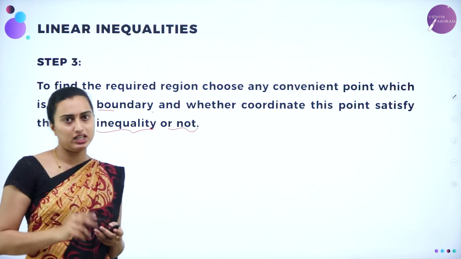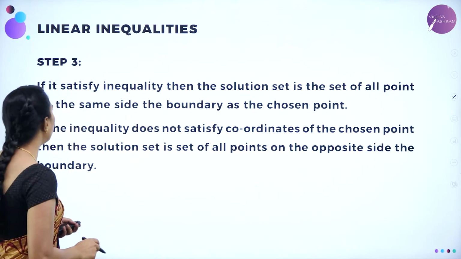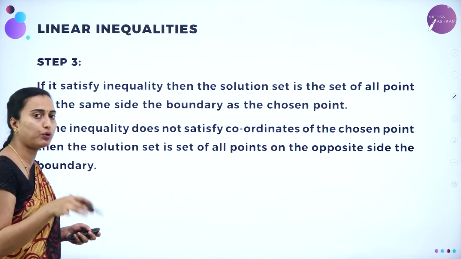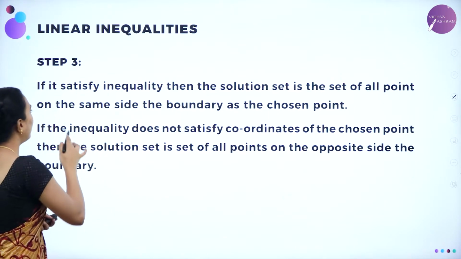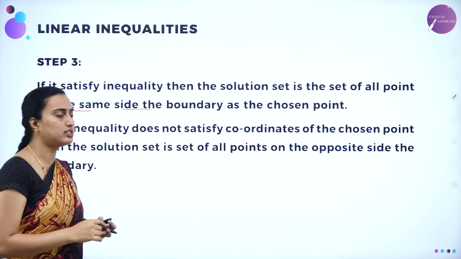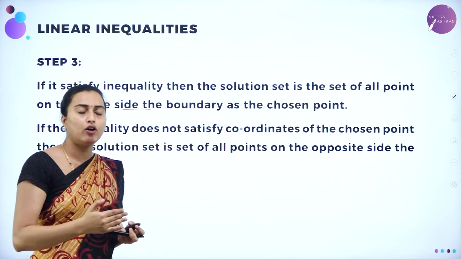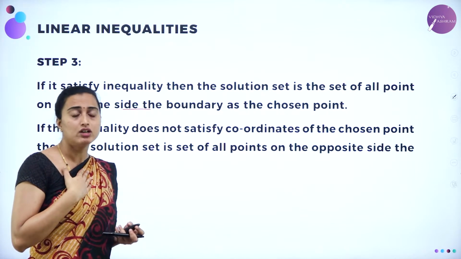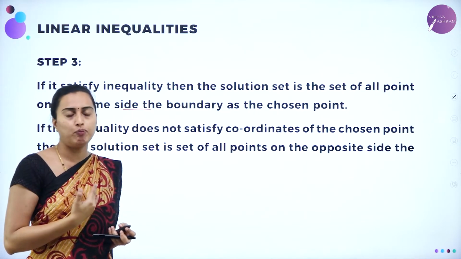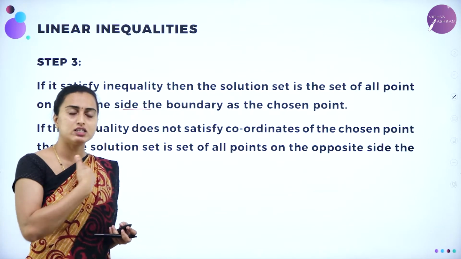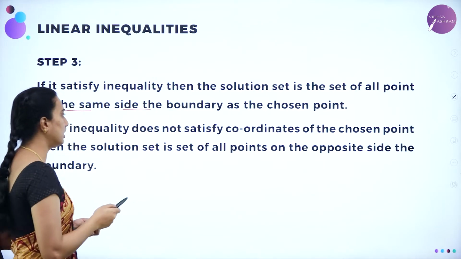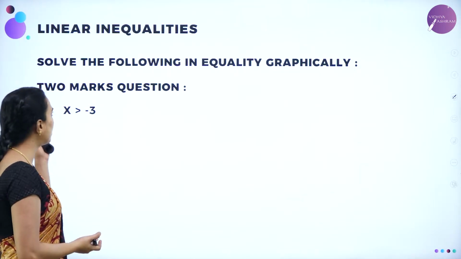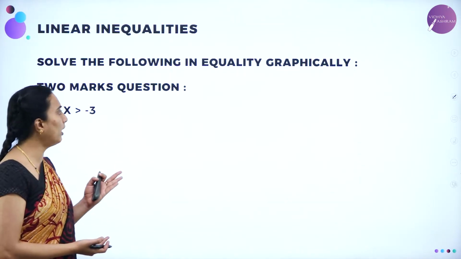So we need to test the region here. If it satisfies the inequality, that means the condition we have taken is true, then the set of all points on the same side of the boundary as the chosen point is the region. That means the region will be lying towards the origin if I am testing for the origin. For another point, towards that point. If it is false, it is away from the origin, you are going to take it like that.